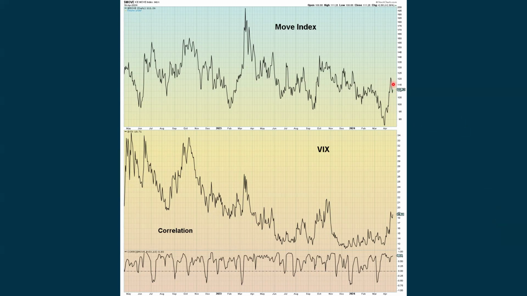We also look at the VIX, which measures the volatility of stocks, which have also been going up, and they have a pretty strong correlated relationship right now. So if the volatility is going up or down for bonds, it's probably going up in that same direction for stocks.